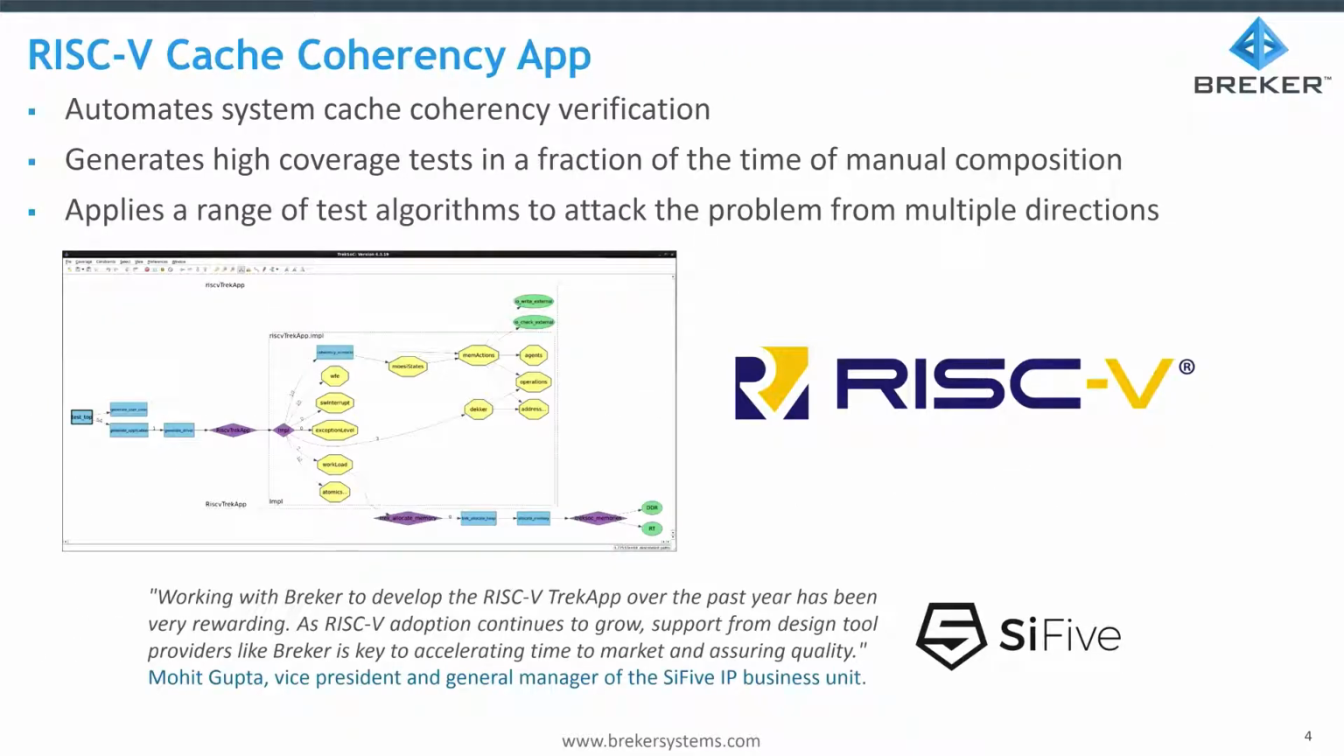To this end, we have developed the so-called RISC-V cache coherency TrekApp. This automates the generation of cache coherency test cases, generating not only stimulus, but coverage as well as debug information and profiling information. And you will see that we have applied a number of different algorithms to try to attack different aspects of coherency verification.